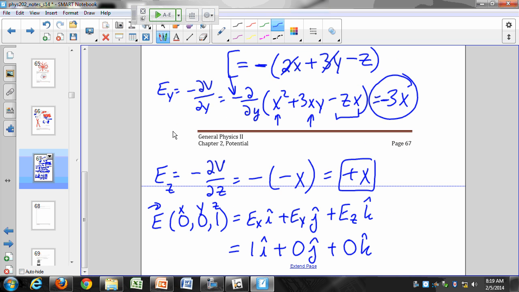Final answer was just 1 in the i direction. Yeah, so the final answer is 1i, and that's in newtons per coulomb or volts per meter. That's a really nice way to find the electric field. If you know the potential function, you just take the derivative of it. It's a lot easier to find the electric field that way. What was the unit? Newtons per coulomb.